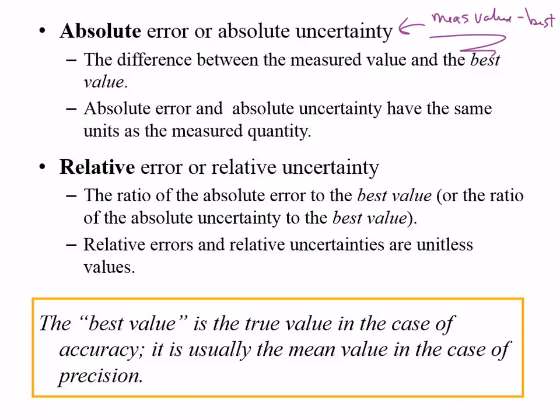Relative error, then, is you take the measured value. You start the same way as absolute error: measured value minus best, divided by best. And sometimes best I'll say is actual, and sometimes measured value I'll call it experimental. So how well did you do?